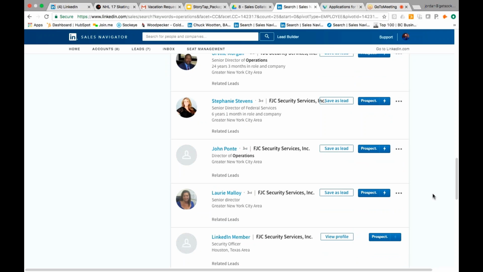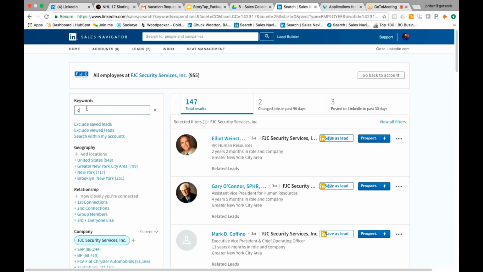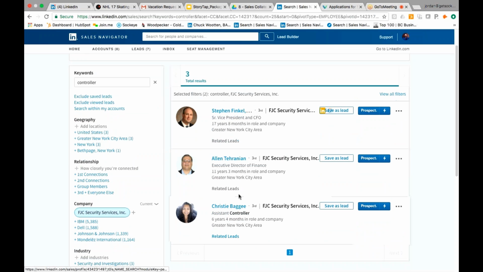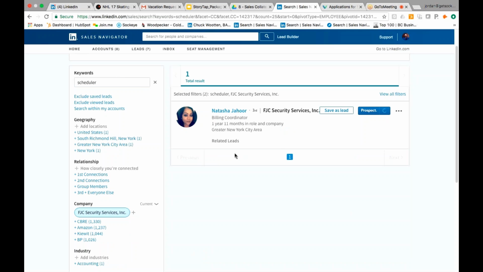You guys made the list for me last time. Depending on the level, controller. Yeah, controllers, correct. What else? Owners. CFOs, assistant controller, director of finance. That's your scheduler here. So what you're saying is you may find, just by looking at the block of employees within that company, you'll find the other roles.